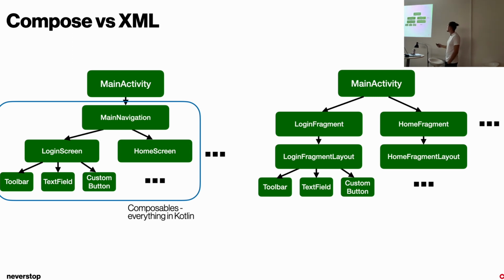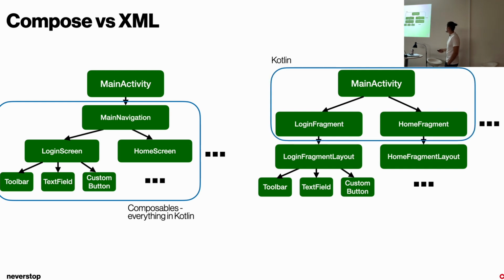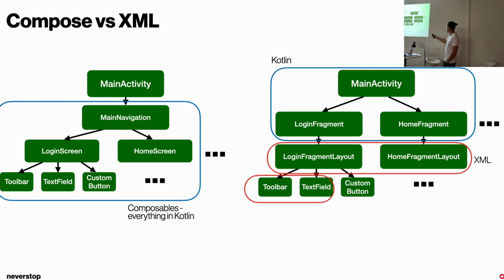And on the right side we have an XML. And let's see how things look on this side. First, we have our main activity, we have our two fragments, in this case login and home fragment. Each of those fragments has its layouts, and then there's toolbar and text field. This is done in XML, and we have our custom button, that's, well, a custom view.